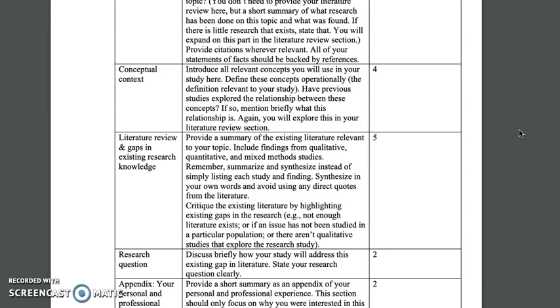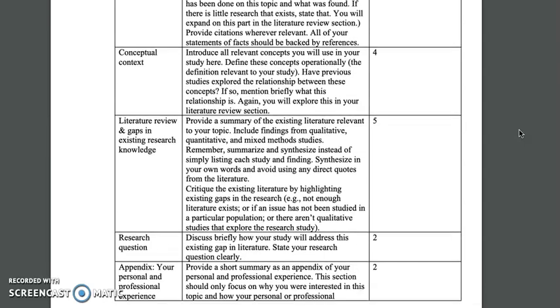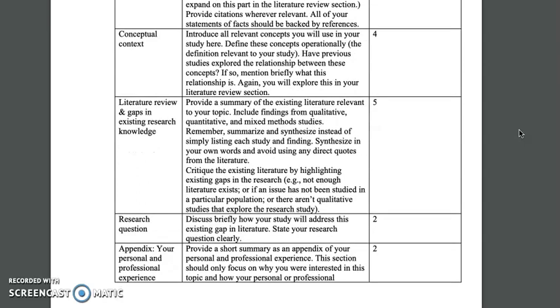Again, draw from existing literature to define the concepts clearly. So identify some of the key concepts related to your study, that are directly related to your study, in fact, and provide operational definitions or descriptions of each of the concepts, and again, cite literature as needed.